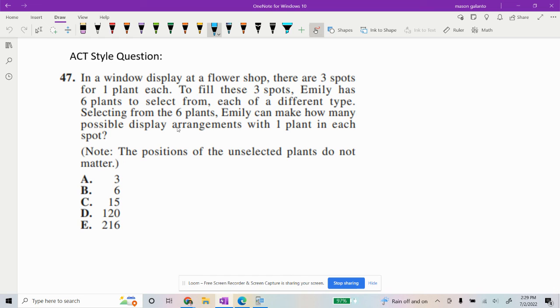Great, so order matters here because we want to make as many different orders as we can. So this is a permutation. And again, since we know it's a permutation, hopefully on the ACT, you just jump straight to your calculator. It is 6 total plants permutated 3 at a time. So 6P3, nPr.